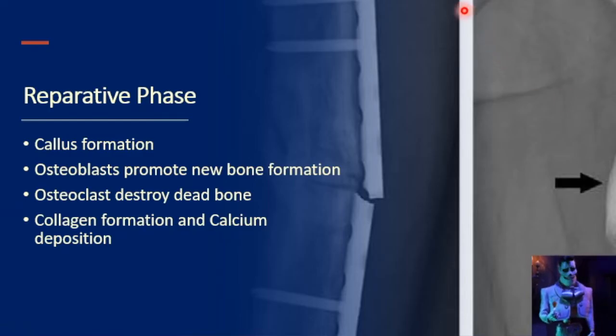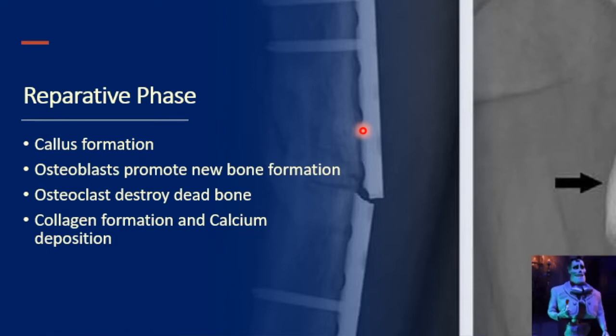Then you have your reparative phase. During the reparative phase, the following occurs. There will be what we refer to as your callus formation. The osteoblast would promote new bone formation, and then the osteoclast would destroy the dead bone. Reparative phase. So what happens is that repair begins. Callus is already formed.